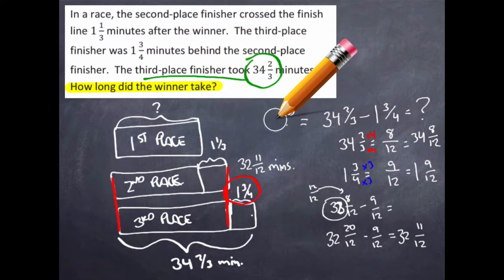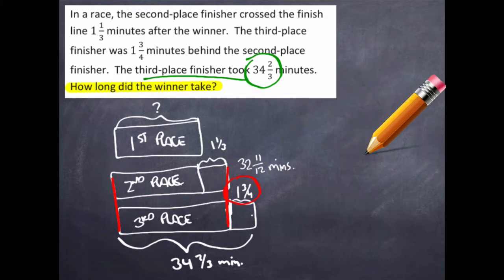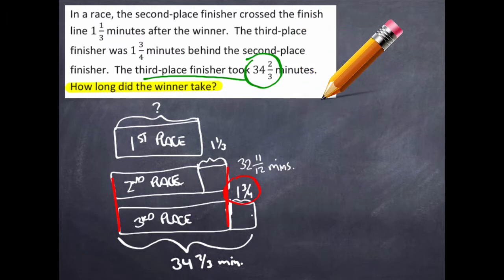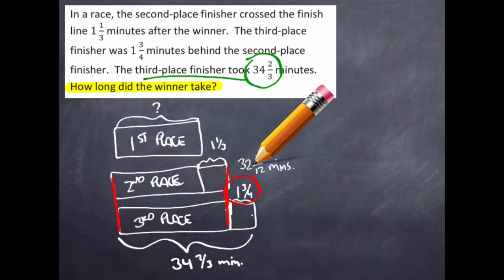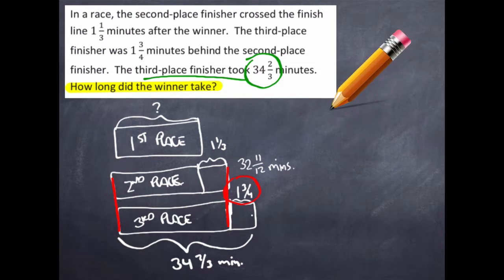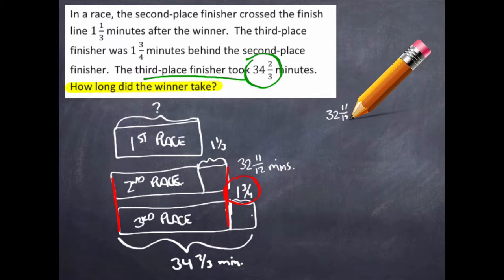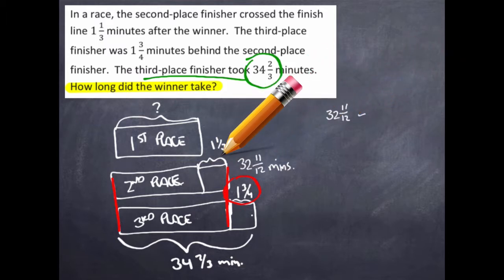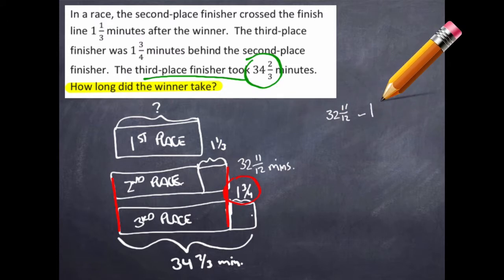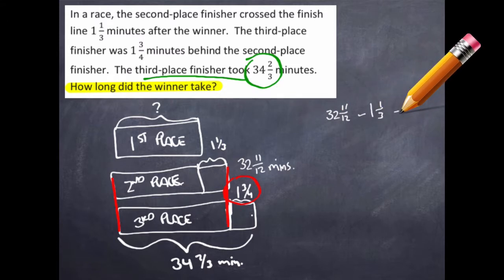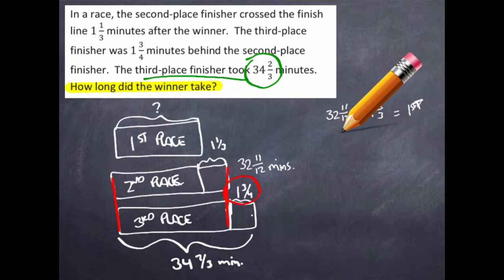I'm going to get rid of some of this so I have some more space to work. You guys don't ever have to erase your work because I'd love to see all of it. I'm just doing it because I have limited space on this board, obviously. So we know our second place finisher took 32 and 11/12 minutes. First place finisher took that same amount minus this little piece right here, which would be 1 1/3, and that should tell us how long our first place winner took, right?